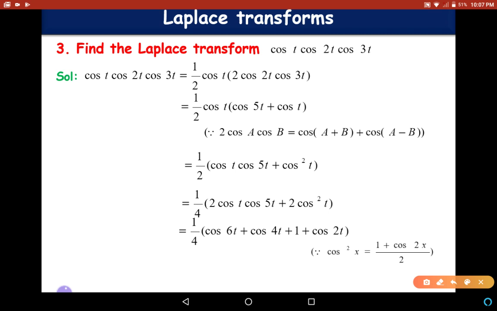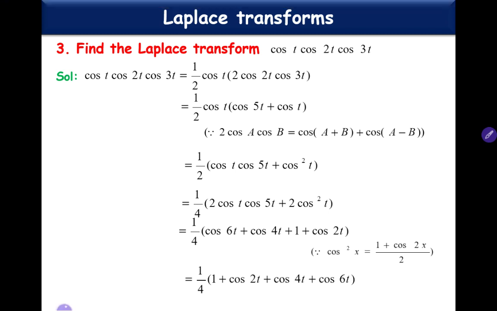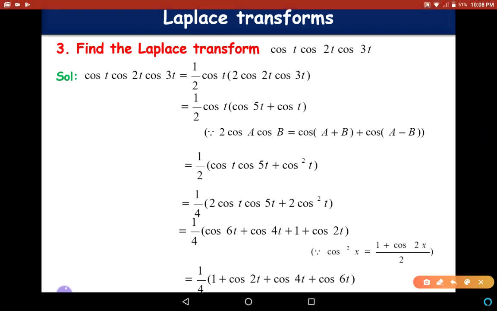Then 2 cos t cos 5t becomes cos of a plus b, that is cos of t plus 5t, cos 6t, plus cos of a minus b, that is cos of t minus 5t, that is cos of minus 4t, that is equal to cos 4t. And 2 cos square t is equal to 1 plus cos 2t. So just rearranging the terms, we can write it as 1 by 4 times 1 plus cos 2t plus cos 4t plus cos 6t. Now apply Laplace transform on both sides for these two functions.